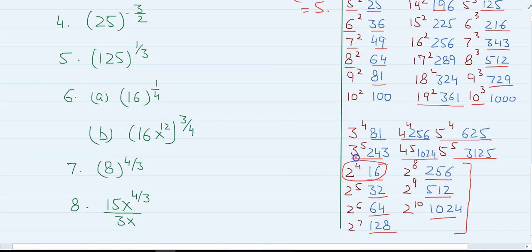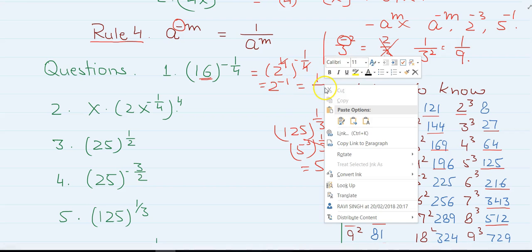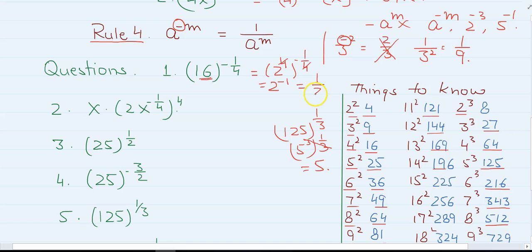So we can write 2 to the power 4. Now 4 and 4 can be cancelled. So it will be 2 to the power minus 1. And when the power is minus 1, it will become 1 over 2. This 1 over 2 is not because of this one; this is because of this negative sign. Let's try to simplify this.